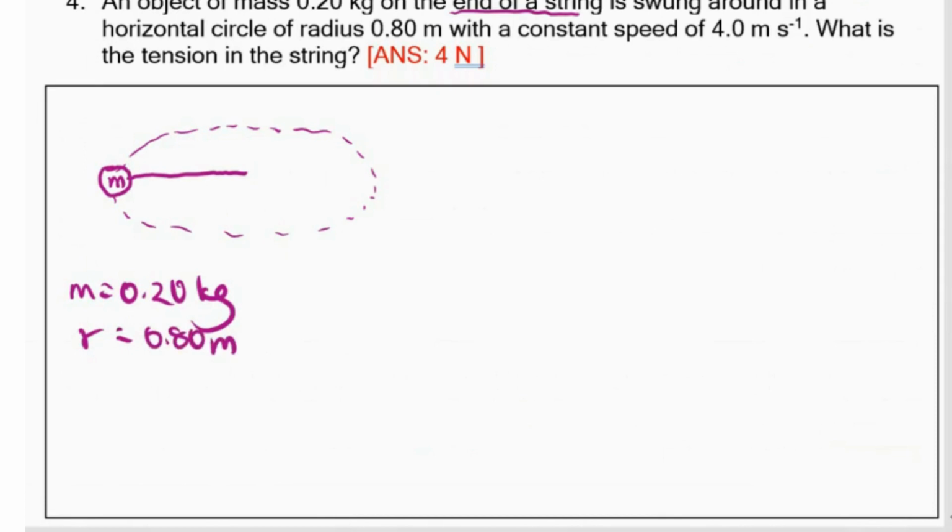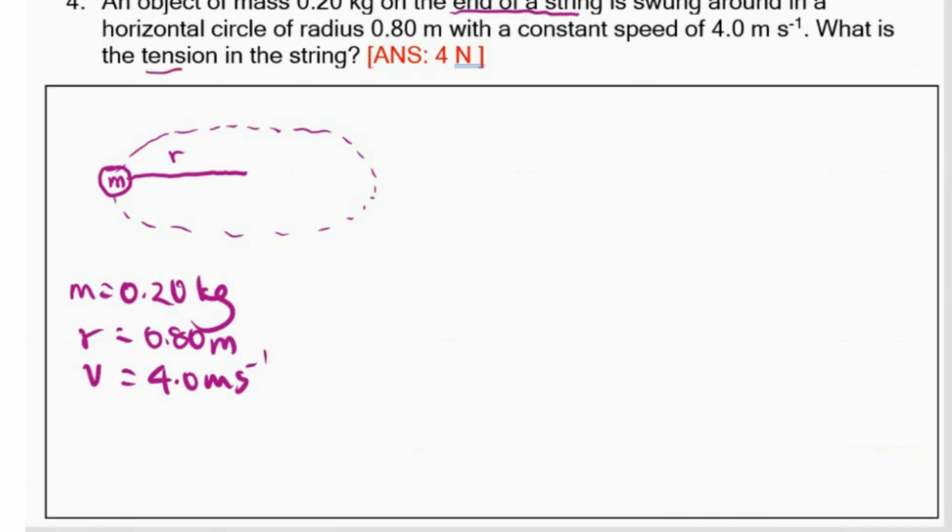So then the radius is equal with the length of the string, because the string makes a circle. So from the center of the circle to the mass is the length or the radius of the circle. Then the v is given as well by 4 meter per second. So the question is to find the tension in the string.